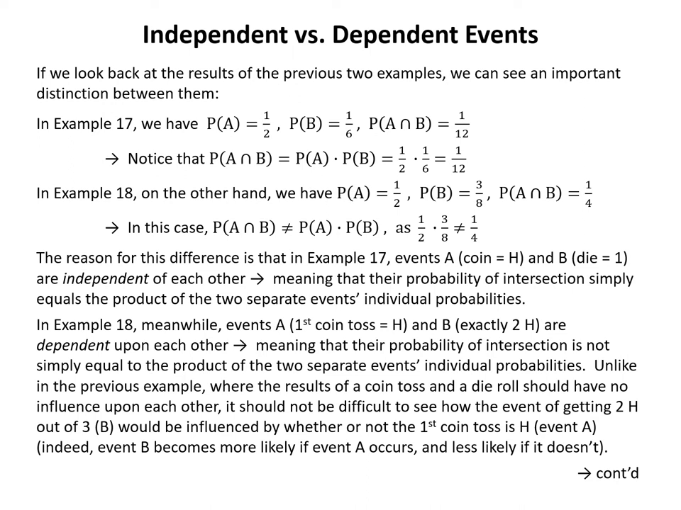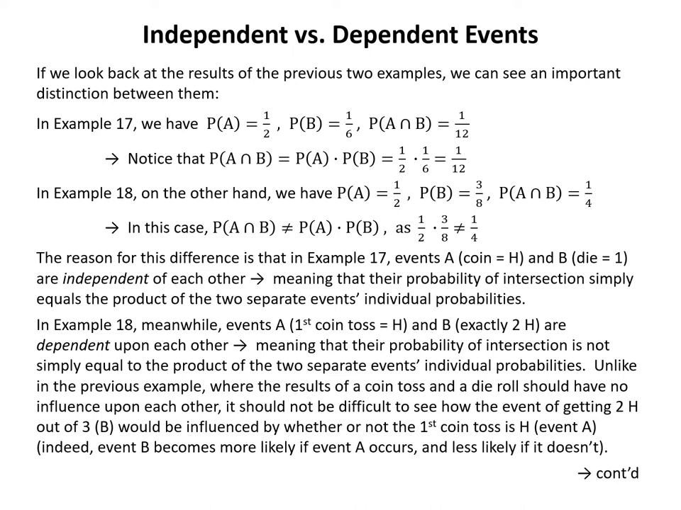In example 18, on the other hand, we get probability of A equals 1/2 and probability of B equals 3/8 and the probability of A intersection B equals 1/4. And in this particular case, 1/2 times 3/8 does not equal 1/4. In fact, it equals 3/16. So in this case, the probability of the intersection of A and B does not equal the product of the probability of A and the probability of B.